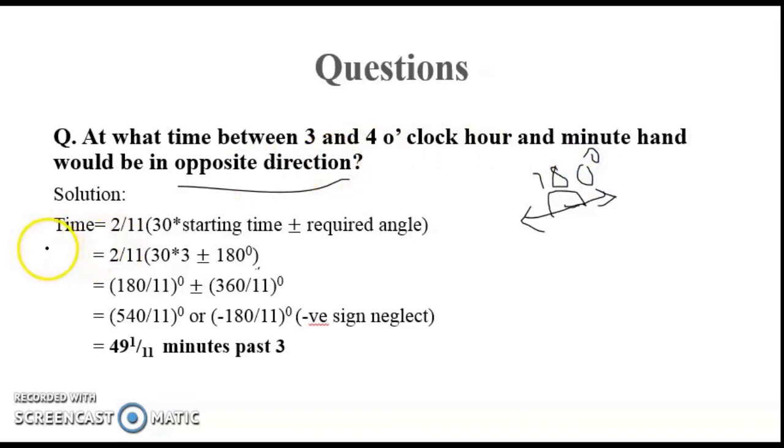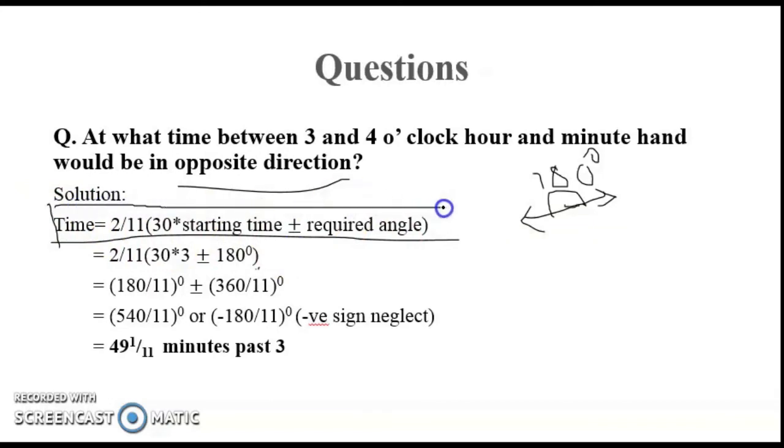The formula is given as: time equals 2 by 11 into (30 into starting time plus or minus required angle). This formula is really important to solve the questions related to clocks. Learn this formula by heart.